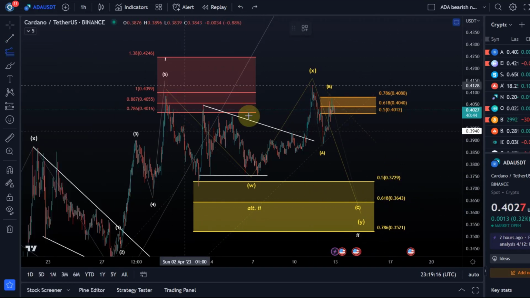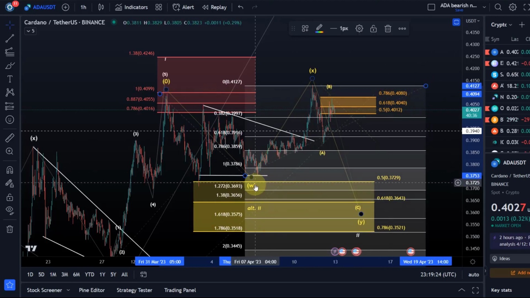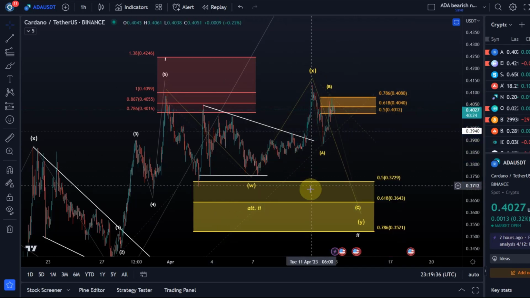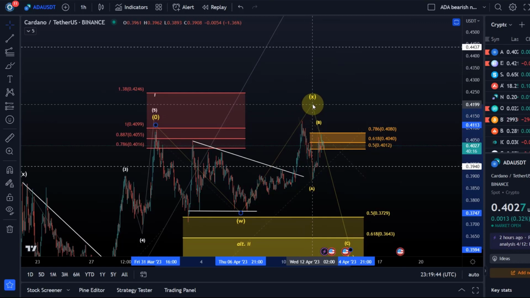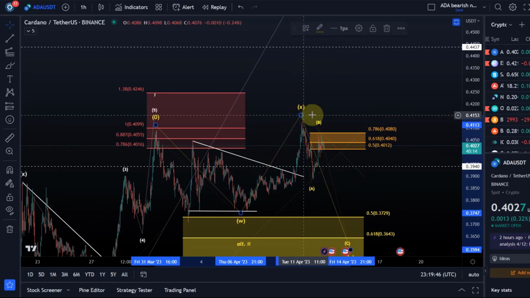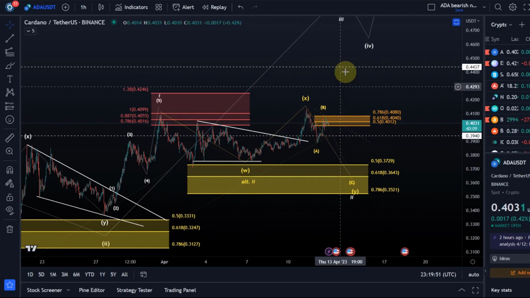There is another way of calculating where that Y wave should go. We take the length of the wave W, go to the high of the X wave, and a key target here would be the 1.618 extension at 35.75 cents, or even the 1-to-1 ratio, which wouldn't come down that much, at 37.8 cents. That's one scenario which will get less likely above 40.8 cents, but really we can only rule out an X wave above 42.4 cents. So in this scenario, we would come down, retest the yellow box, and then rally.